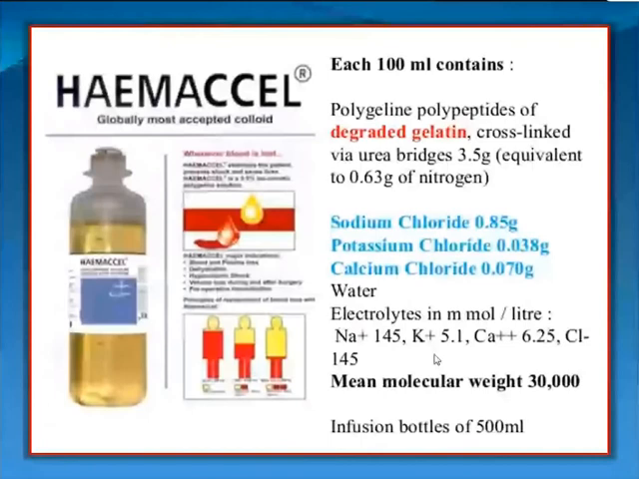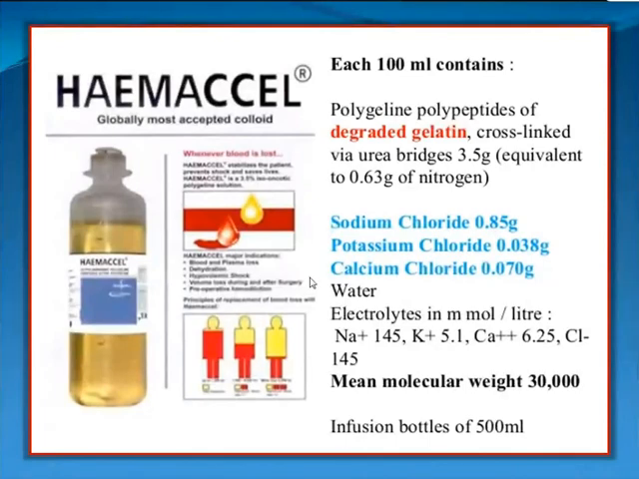This is an example of the synthetic colloid fluid, which is called Haemaccel. And you can see here the concentration or the compositions. It contains sodium, potassium, chloride, and calcium, but it contains an active ingredient of high molecular weight. It's called polygeline polypeptide. Sometimes they call it gelatin. This is what makes it colloid, and it can be used in cases of rapid expansion.